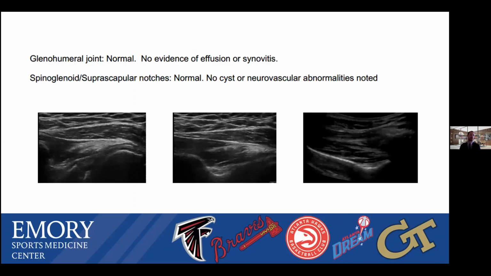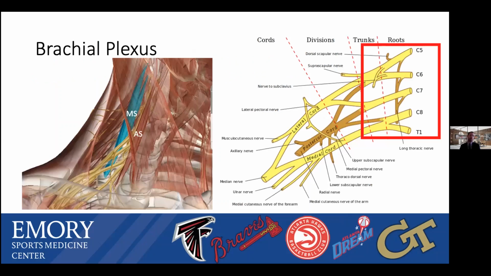So glenohumeral joint is normal. There was no evidence of effusion or synovitis. The spinoglenoid and suprascapular notches were normal. There's no cysts or neurovascular abnormalities that were noted. So that completes the standard shoulder evaluation.